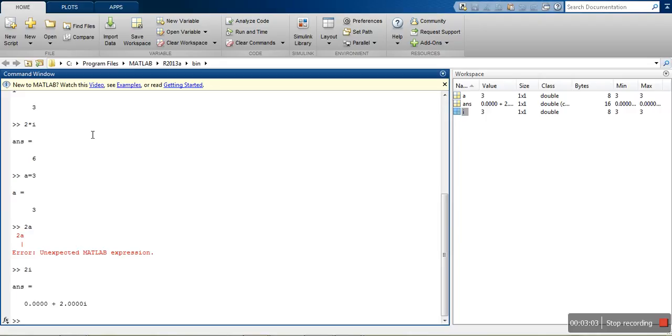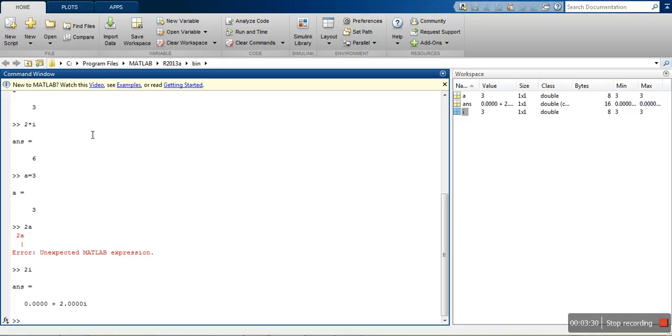So it shows an error. But what if we write 2i? It doesn't show any error. So for the complex number i, it interprets that 2 is multiplied with i. So it is a complex number. It is not actually an expression we are entering. It is just a number we have entered in the complex plane.